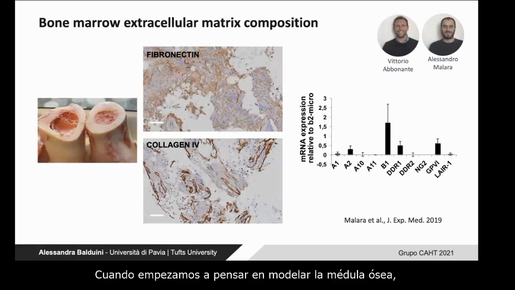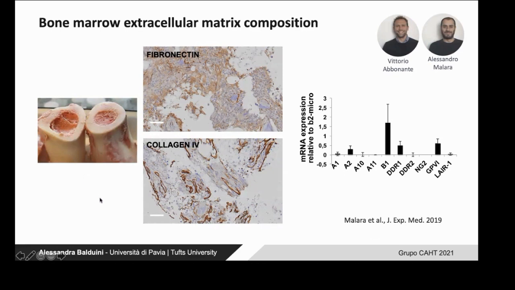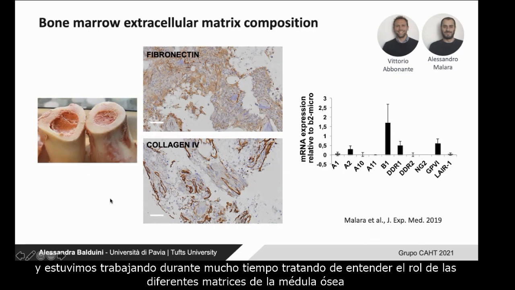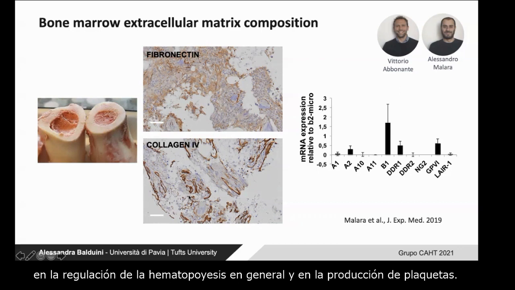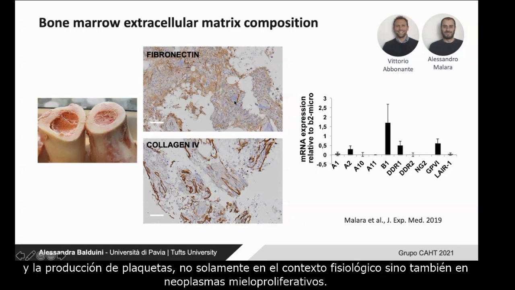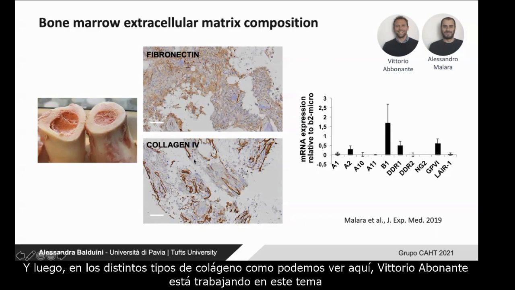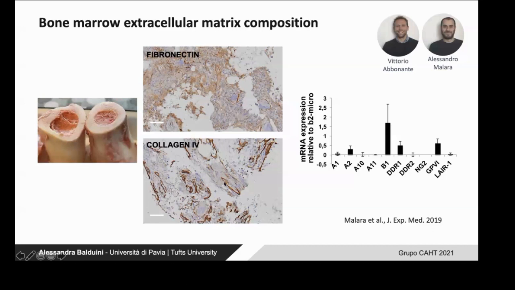So when we started thinking about modeling the bone marrow, we started with the observation that the bone marrow is mainly composed of extracellular matrices. So we have been working for a long time trying to understand the role of the different matrices of the bone marrow in the regulation of hematopoiesis in general and platelet production. With particular focus on fibronectin, and Alessandro Malara in my lab is working a lot on the role of fibronectin in directing megakaryopoiesis and platelet production, not only in the physiological context, but also in myeloproliferative neoplasm. And then different types of collagen, as you can see here, and Vittorio Banante is working on this task, and we have a recent paper that is coming out in Blood Advances demonstrating the importance of collagen 6 in regulating platelet production and functional platelet production.